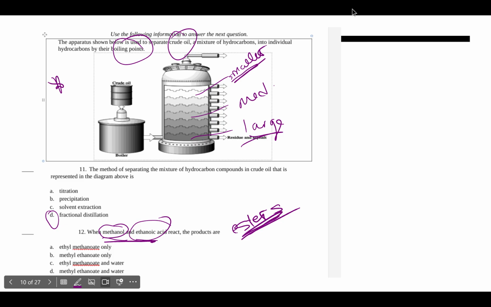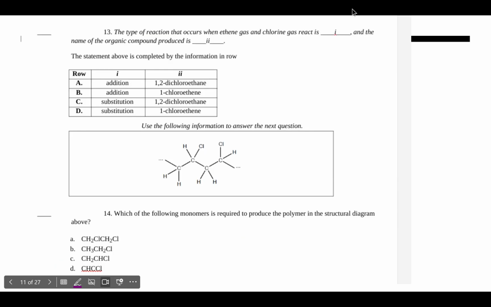So methanol and ethanoic acid get close enough that there's an OH close enough to an H to leave as water. Then whatever the OH was bonded to and whatever the hydrogen was bonded to, which would have been an oxygen, come together and bond to each other. So you're always going to have those two products. So here we have methyl ethanoate and water.